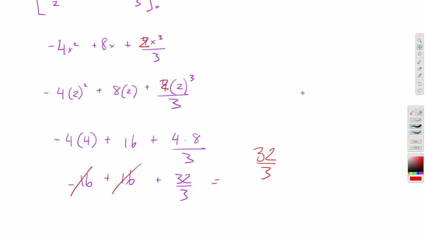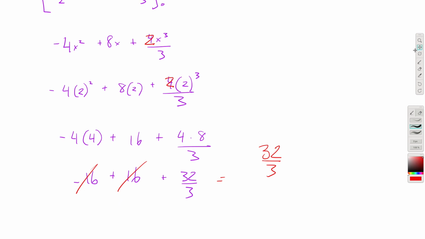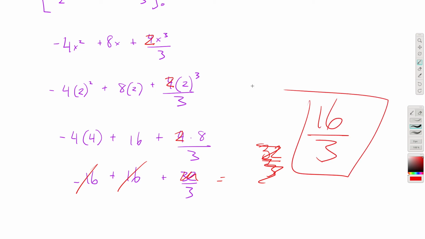See, you make a little mistake. Why did I even turn that to a... That should be a 2. That shouldn't be 16. 2 times 8 is what? 16 on 3, and that's the answer. Don't make silly mistakes like me. Be better.